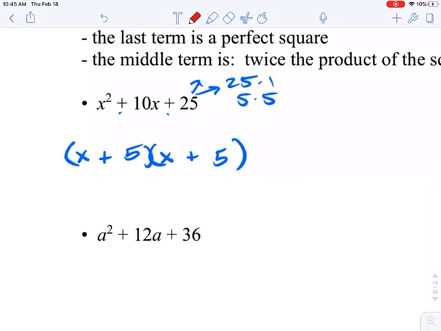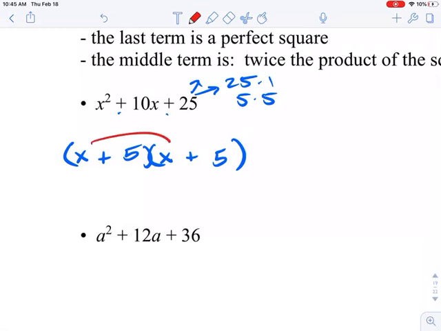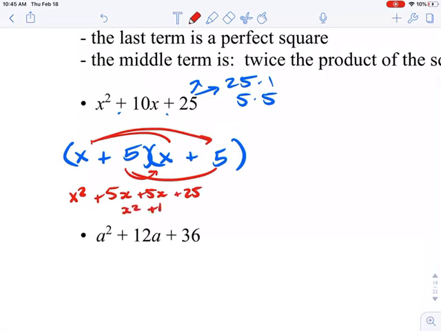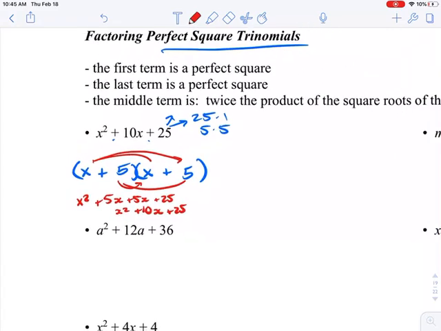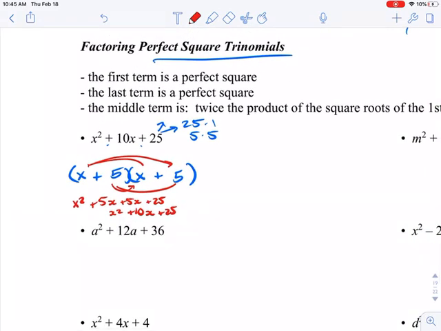Now if we check our work here, x multiplied by x is going to be x squared. X times 5 is positive 5x. 5 times x is 5x. And 5 times 5 is 25. Now these two terms add together to give me that 10x that I had originally.